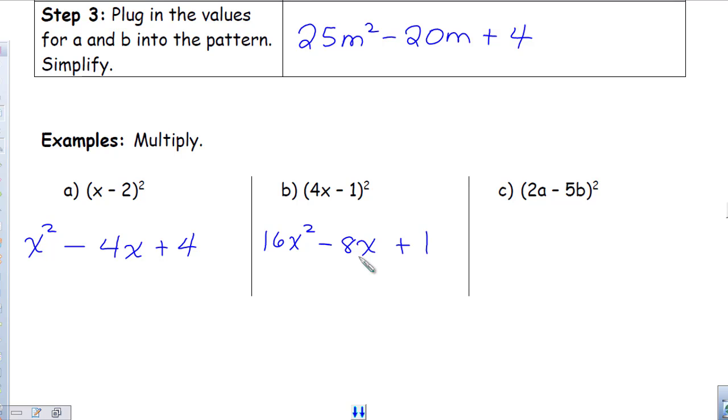All right, for C, what do we get? Minus 20ab, very good, plus 25b squared. Now, would it ever ask us to simplify it even more since there's coefficients in there? No. We don't have any like terms, so we can't simplify this one anymore.